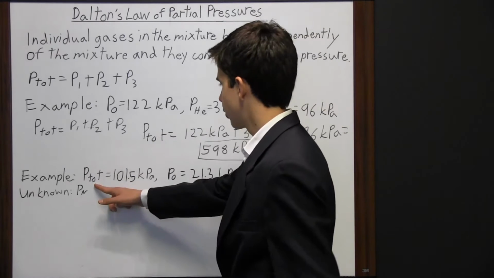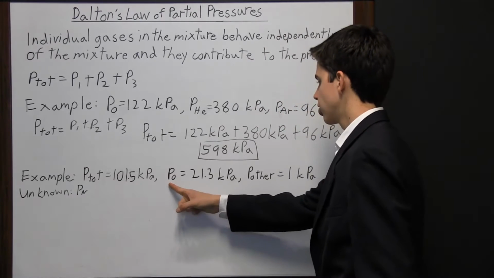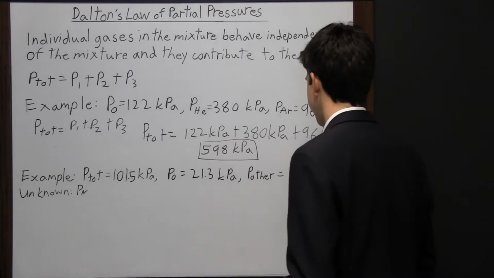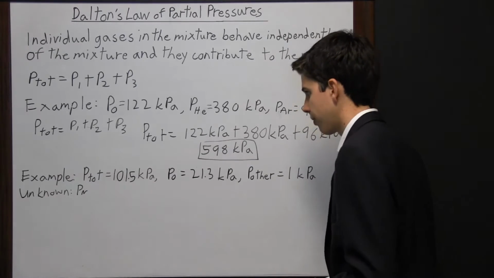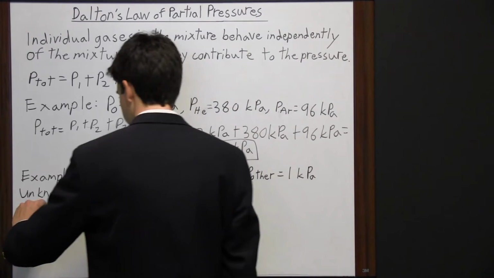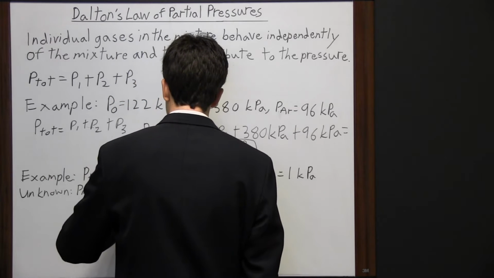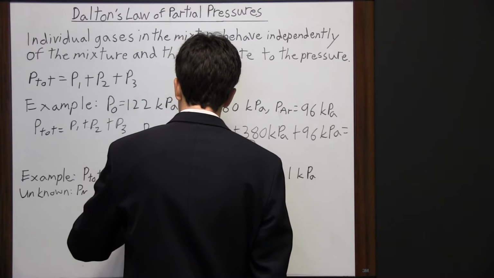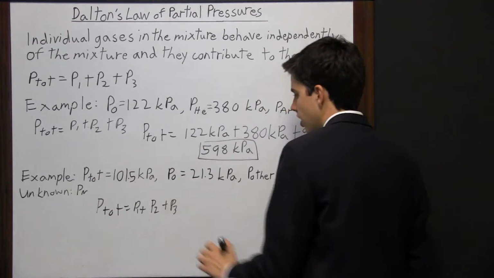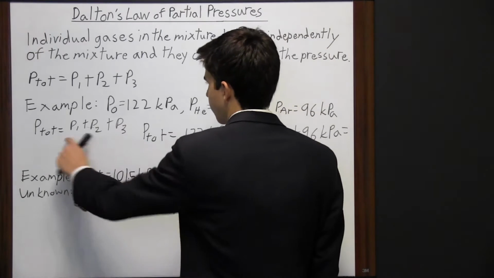All right, so the total pressure is 101.5 kPa. The pressure of oxygen is 21.3 kPa, and the other pressure we have here equals just 1 kPa. So the unknown is the pressure of nitrogen. So this is different than before. So let's go ahead and copy the equation. And we only have 3 pressures here, and that can be more or less, but we're just dealing with 3 partial pressures.